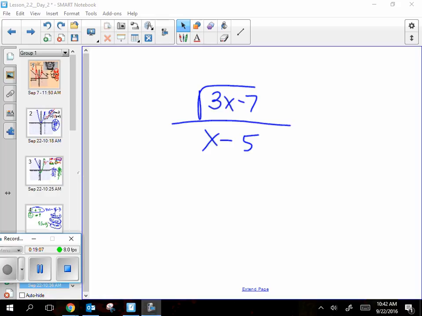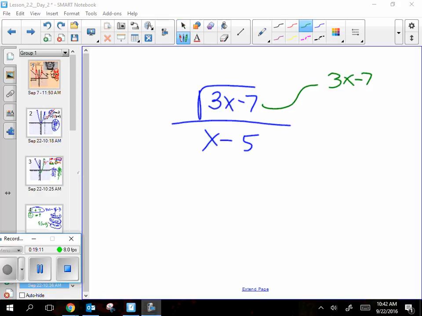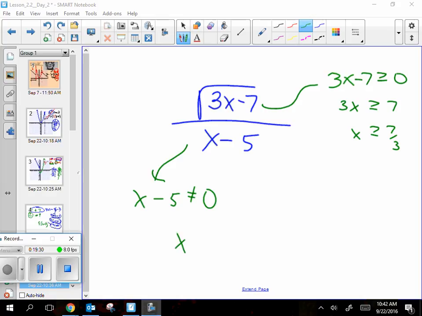So this one, you should have set this under root, I call it, greater than or equal to 0. 3x greater than or equal to 7, x greater than or equal to 7/3. Raise your hand if you had that part right. Good. Next part is the denominator has to be set not equal 0. Please don't set it equal to 0 and then say something like x equals 5. It's actually x is not equal to 5. And that's a big difference. We don't want it to be 5.